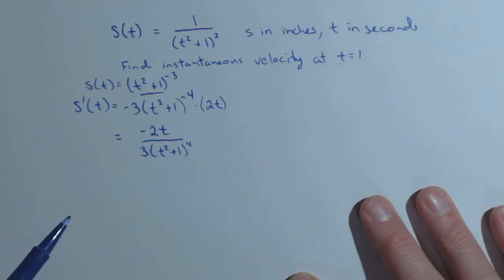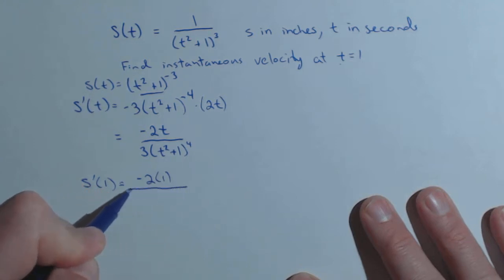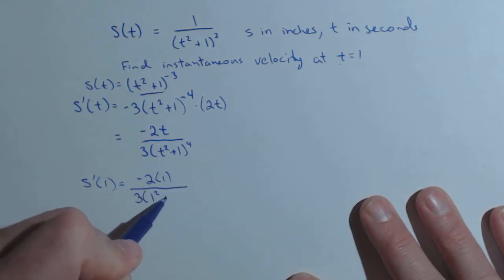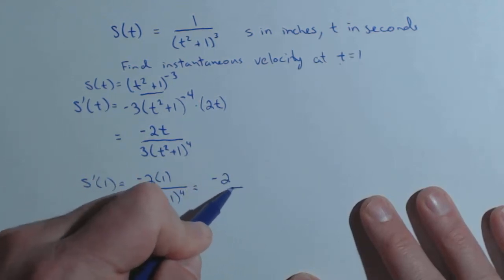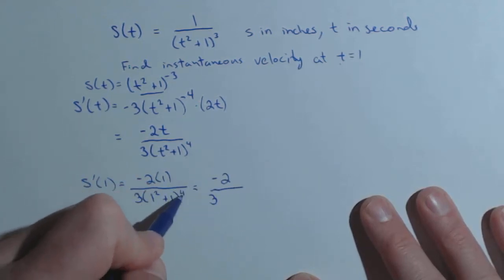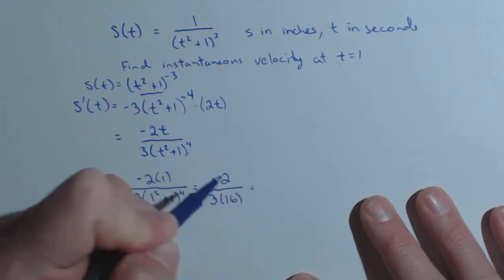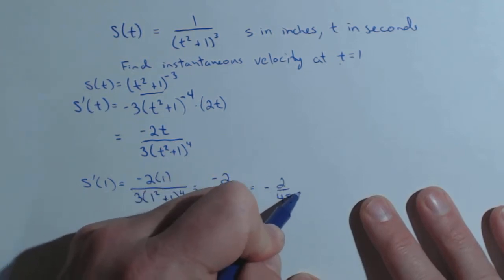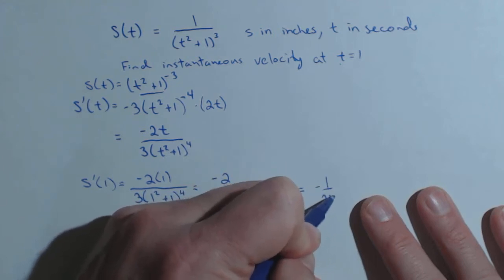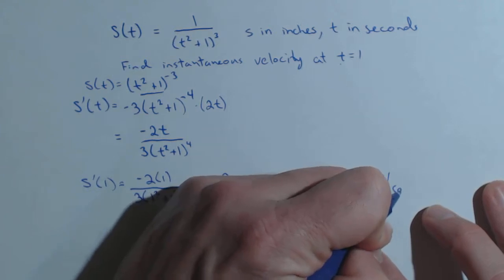And now we can go ahead and calculate s prime of 1. So we're going to have negative 2 times 1 on top over 3 times (1 squared plus 1) to the fourth. So we have negative 2 on top over 3 times 2 to the fourth, which is 16. So we have negative 2 over 48, or negative 1 over 24 inches per second.